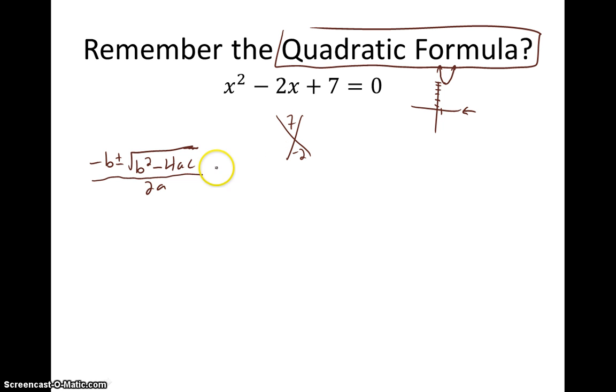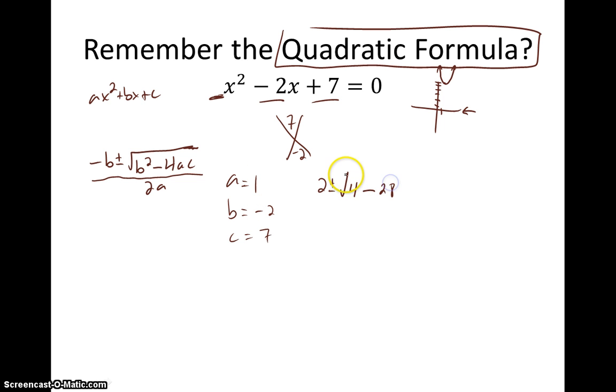So what are these things? Well, a, b, and c come from the standard form, ax squared plus bx plus c. So in this case, my a is 1, because the coefficient in front of the x squared is just 1. My b is -2, and my c is 7. So I'm just taking a, b, and c from my equation up top, and I'm going to plug those into the quadratic formula. So negative b is negative -2, that's positive 2, plus or minus the square root of b squared minus 4ac. So that's 4 minus 4 times 1 times 7, which is 28, all over 2a, which is just 2.